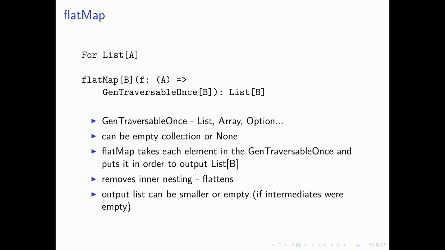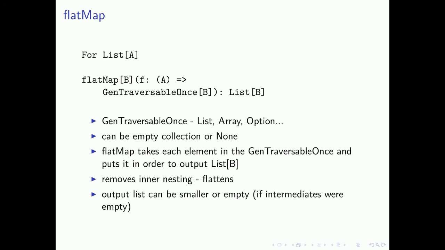But it takes one element, and instead of giving you one element back, it could give you an empty list, no element back. It could give you one element in a list back, or it could give you a bunch of elements back. And then the flatten part of the flat map is it takes that GenTraversableOnce, if it's like a list, it takes every element of that list that you just generated, and it puts it in that output list B in the order they were generated. So it removes that inner nesting, and the output list can be smaller, the same size, or much larger.